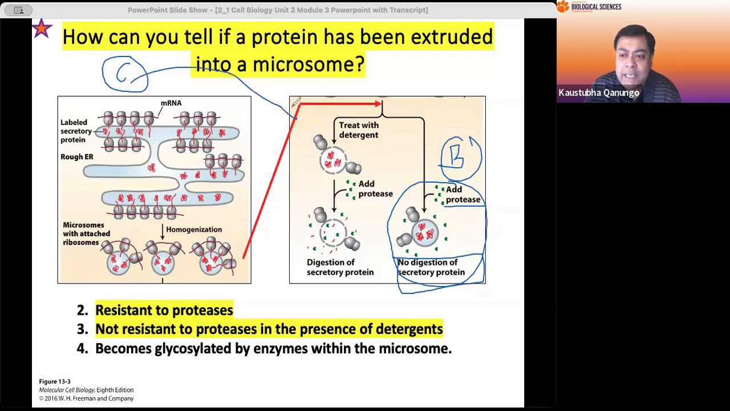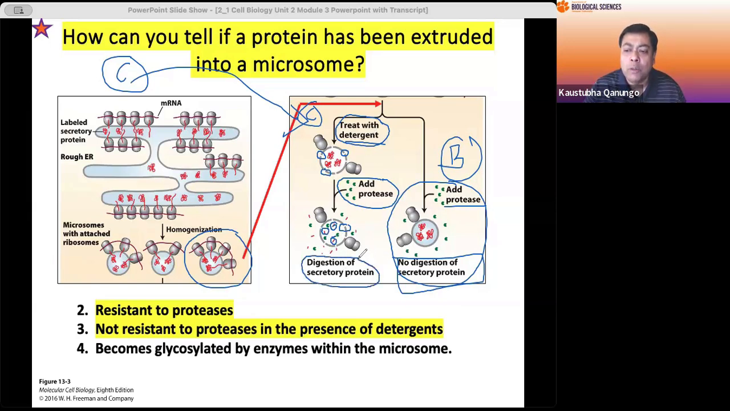And we have a C experiment right here, where we took these microsomes and treated them with a detergent. See, the detergent will make holes. These white parts are the holes in the membrane, because you know that detergents solubilize the lipids and the proteins. After treating the microsomes with a detergent, you add the protease. Now the proteases will be able to travel inside the microsome through those holes made by the detergent, and the digestion of the protein will happen.